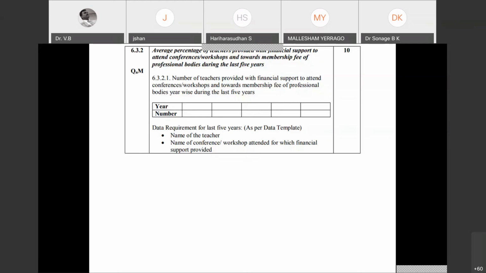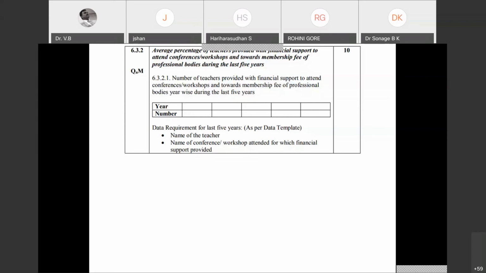It includes the name of the teacher and the name of the conference or workshop which he attended. Now, the supporting document for that would be the attendance certificate of the teacher, the certificate which he would have got from that conference for attending that conference. That is one proof. And number two, the train tickets or the air tickets, whether they were booked by the teacher or the institution.